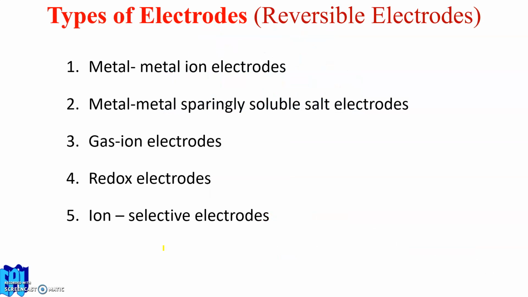These are the five types of reversible electrodes which you need to study. The first one is the metal ion electrode, and the second one is the metal sparingly soluble salt electrode. The third one is the gas ion electrode. The fourth one is the redox electrode, and the fifth one is the ion selective electrode. Okay, I think you got the topic.